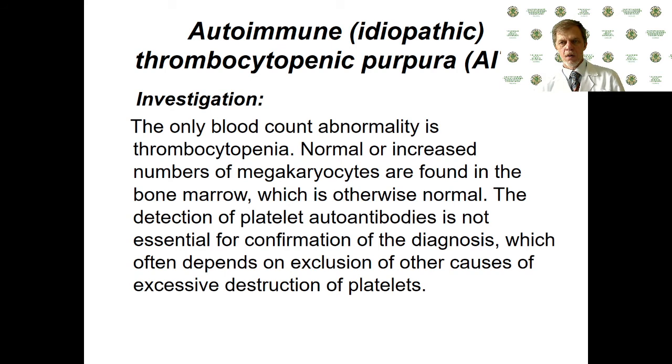How can we detect it? Only blood count abnormalities: thrombocytopenia, so we find a low platelet count. A normal or increased number of megakaryocytes is found in the bone marrow, which is otherwise normal. Detection of platelet antibodies is not essential for confirmation of the diagnosis, which often depends on exclusion of other causes of excessive destruction of platelets.